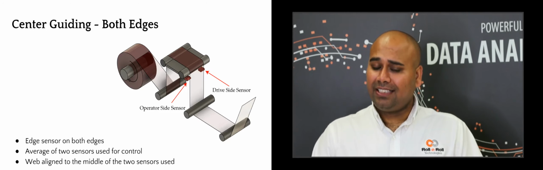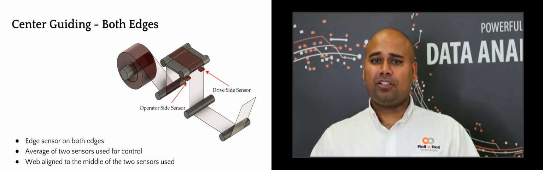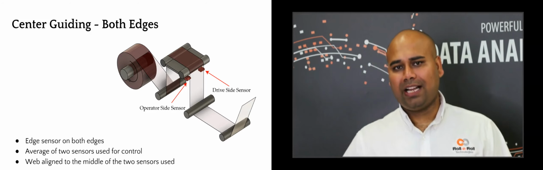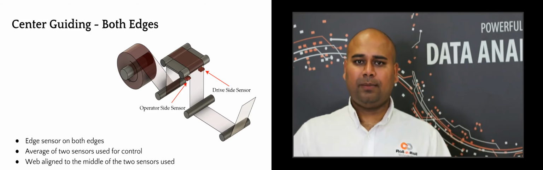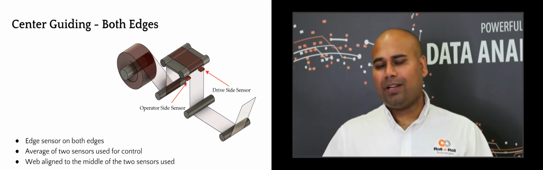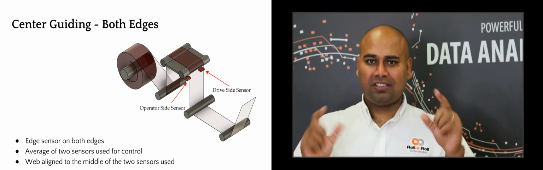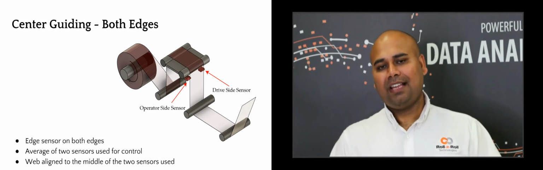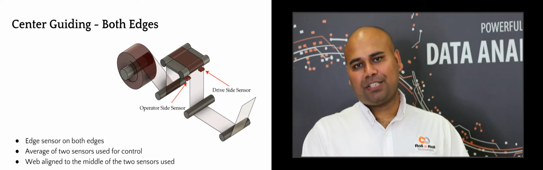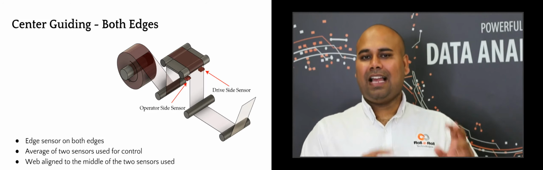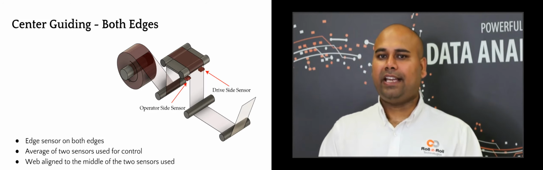Apart from edge guiding, there are some situations in which center guiding is used, where you have two sensors, each of them looking at one edge of the web. They send the signal to the controller, and the controller averages those two measurements, and then based on that average measurement, it computes the error, and then it moves the actuator based on the error.